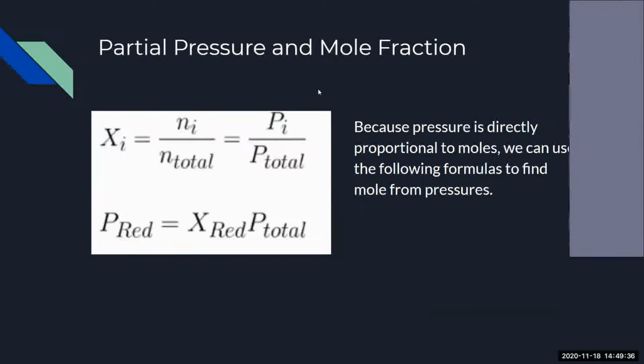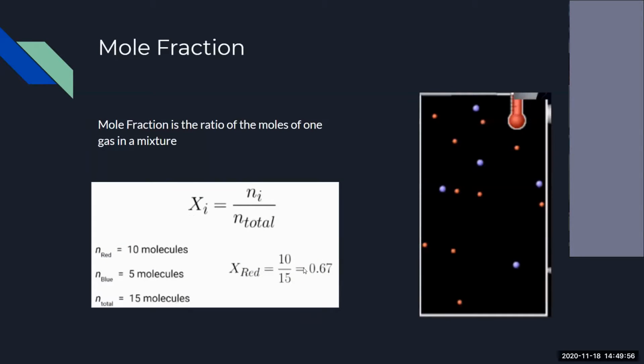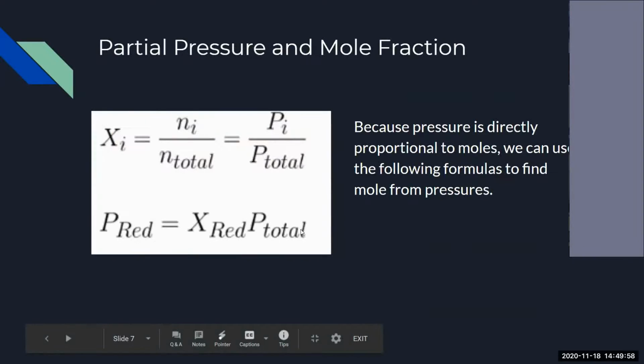Now, partial pressure and mole fraction are directly related. If you have the mole fraction, you can find the partial pressure, as long as you have the total pressure. Like if we wanted to figure out the pressure of the red one, we know the mole fraction in this case, if we go back, was 0.67. So all we would need is the total pressure.